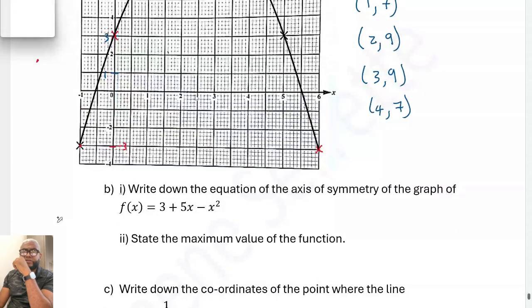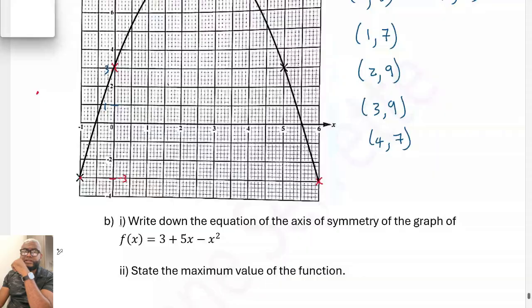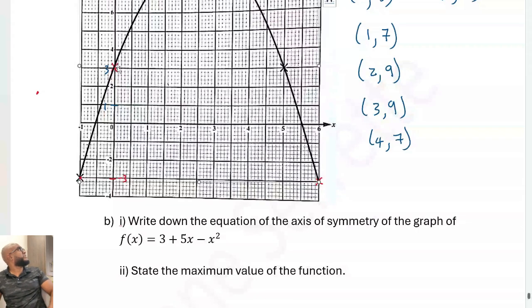This coordinate is wrong. This coordinate is 0, 3. Where is this coordinate here? This one. Where is this one? Where the arrow is? Where is this coordinate? 0, 3. Where is this? Yeah, fix that.